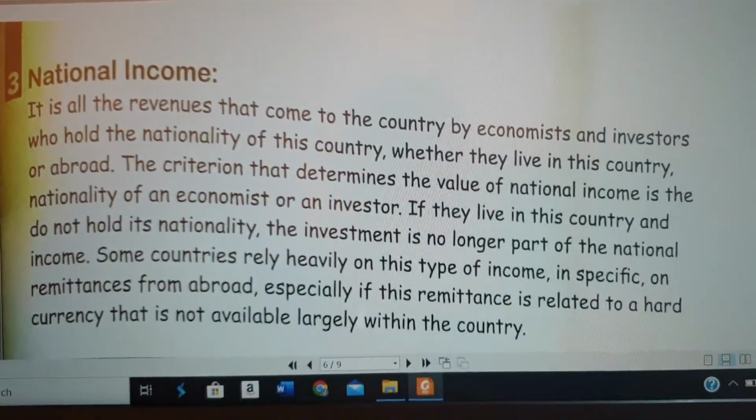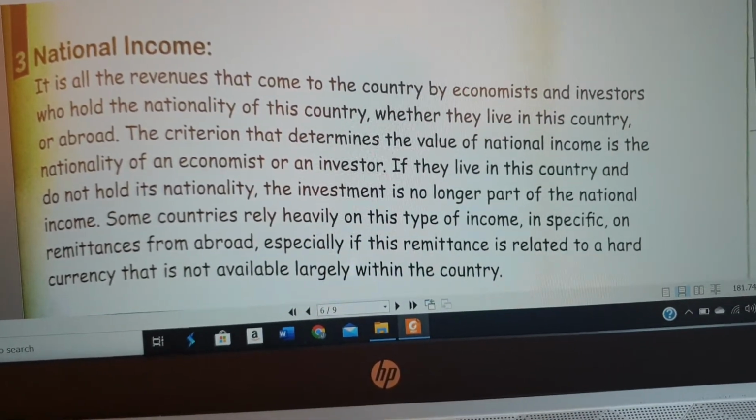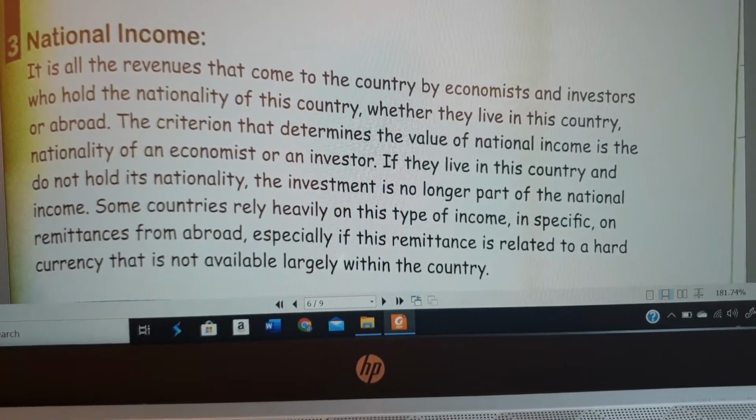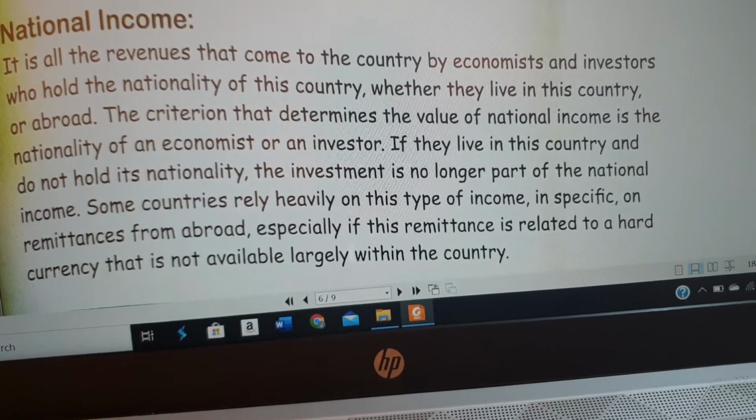National income. Number three of the indicators is the national income. What does national income mean? Take a look, please. You have 1 minute. Take a look.